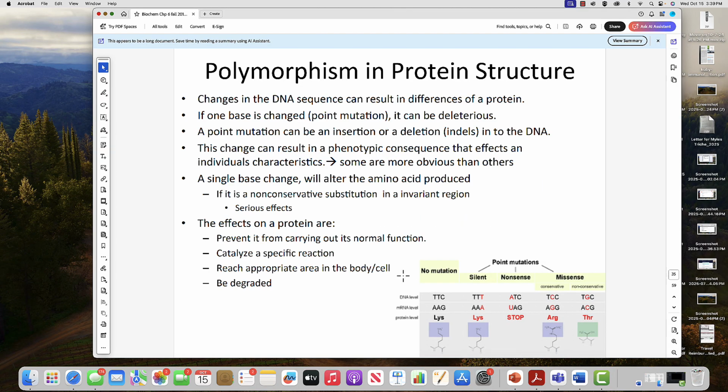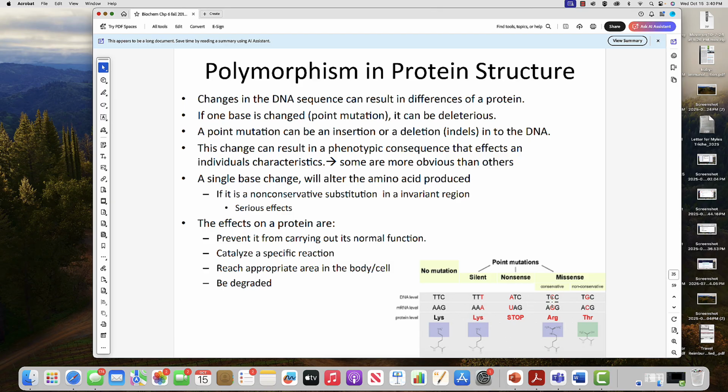This brings us to polymorphism in protein structure. So a single base change in DNA can alter one amino acid, and that is considered a point mutation. This should be something that you all remember from basic genetics, where you have a normal sequence of, let's say, TTC. On the mRNA level, it is AAG, and it produces the amino acid lysine. If a mutation occurred and it's silent, that means you changed a C to a T. It produces the mRNA AAA, but it can still produce the amino acid lysine. That's considered a silent mutation.